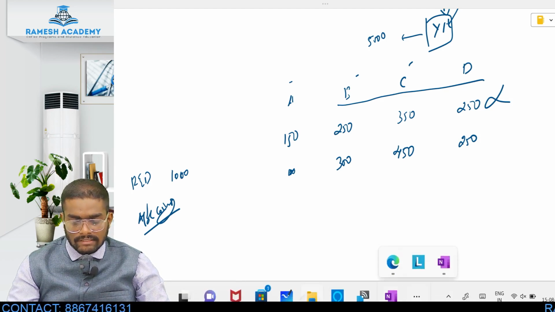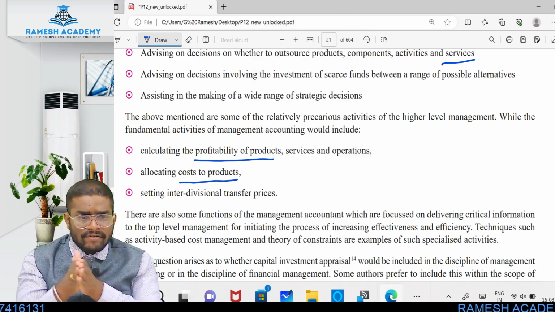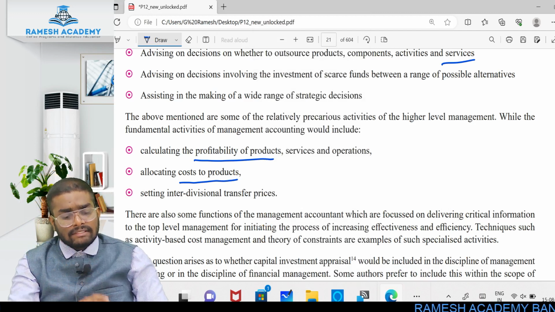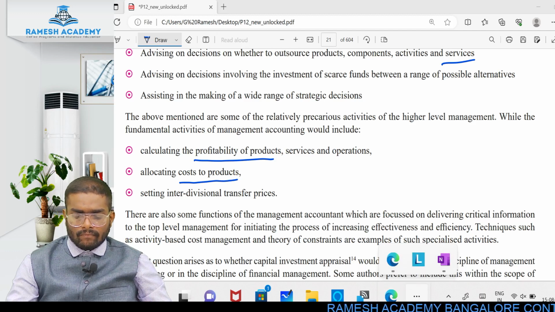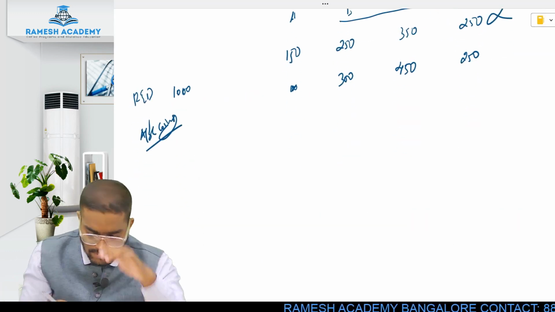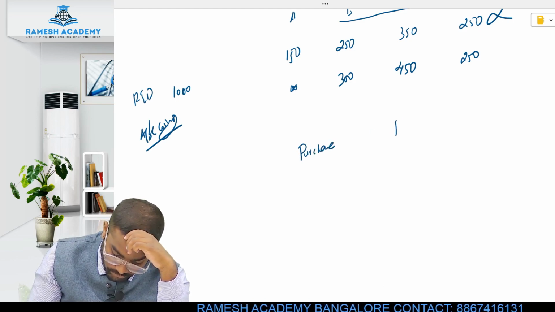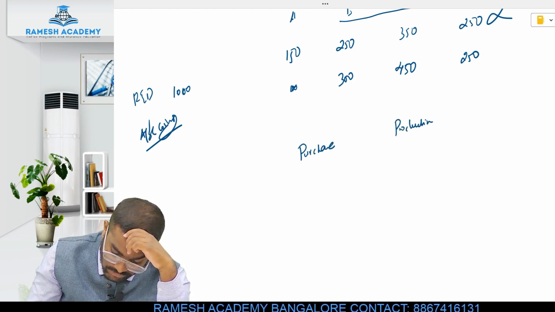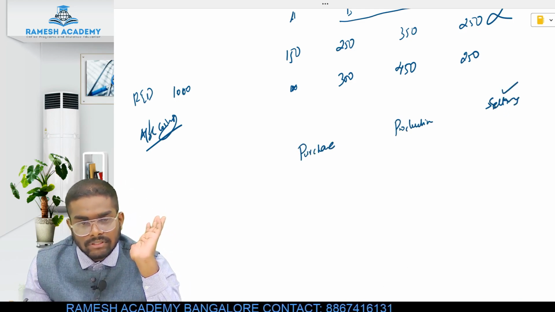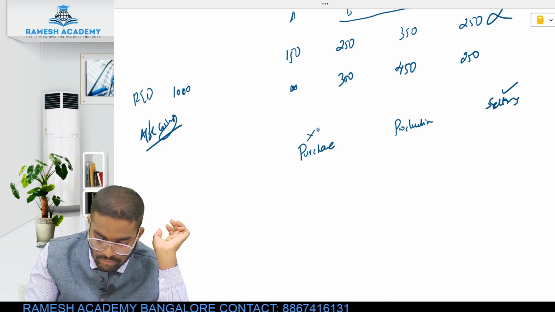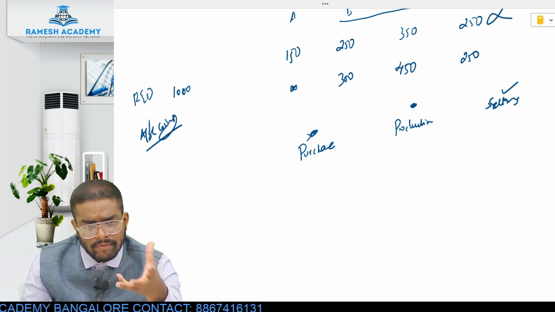So my point here is that allocating cost to product, which means there will be efficient allocation of cost to the product. Next, setting interdivisional transfer prices. See, this is very much important because we will be having certain departments like purchase department, production department, selling department. Okay, these are the guys who will be selling to the customers, but even these two have made their work.